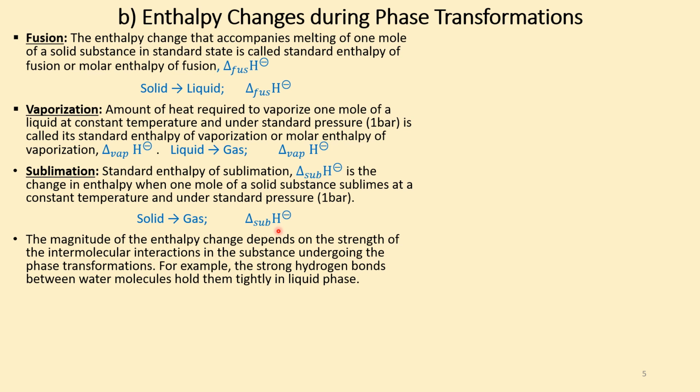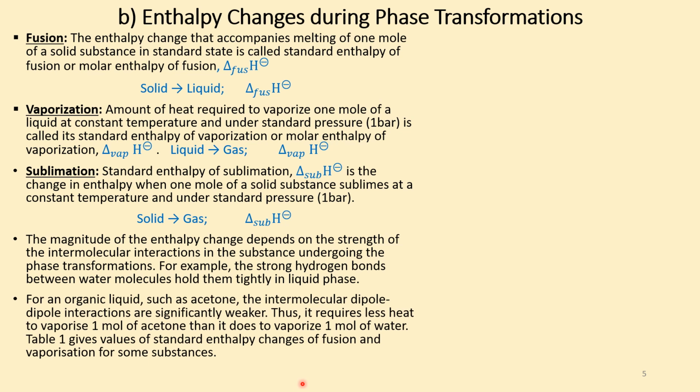The magnitude of enthalpy change depends on the strength of intermolecular interactions in the substance undergoing the phase transformation. For example, strong hydrogen bonds between water molecules hold them tightly in liquid phase. For an organic liquid such as acetone, the intermolecular dipole interactions are significantly weaker. Thus, it requires less heat to vaporize 1 mole of acetone than to vaporize 1 mole of water.